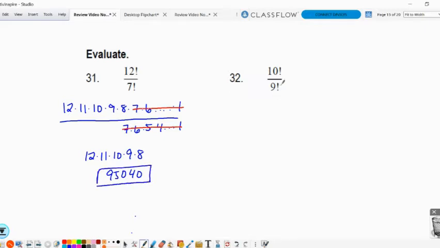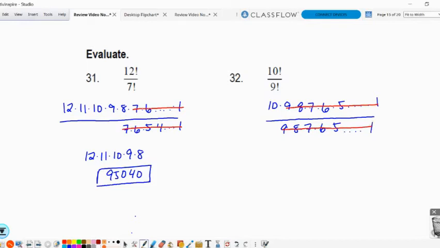Number 32, dealing with numbers, 10 factorial over 9 factorial. So 10 all the way down to 1. And then in our denominator, same idea, all the way down to 1. And again, we're looking for what we can cancel, which would be everything except for that 10 in the numerator, and that's our final answer.